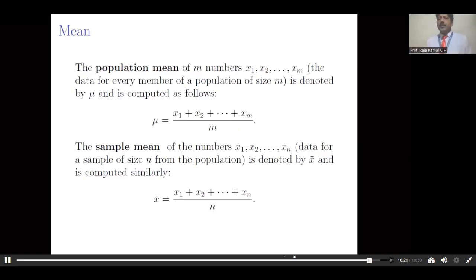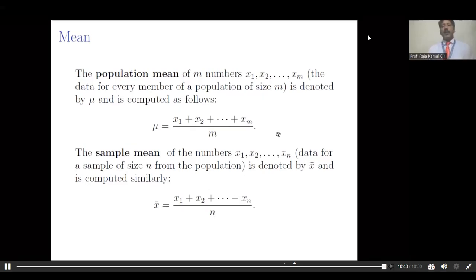And here there is a slight change in the formula. We are going to do the same procedure, x1 plus x2 until xn. If it is the sample mean, we represent the count with n. If it is the population mean, we represent it with m. The sum divided by n. So this is how to find out the mean value of the total population as well as the sample mean.